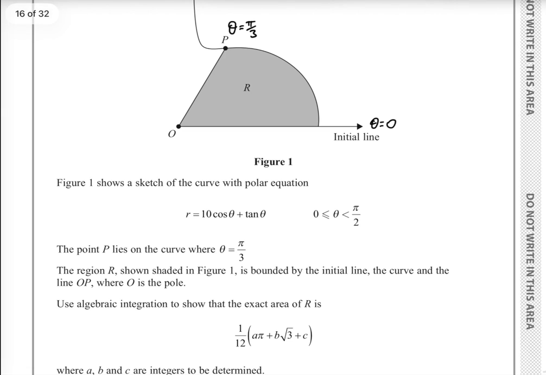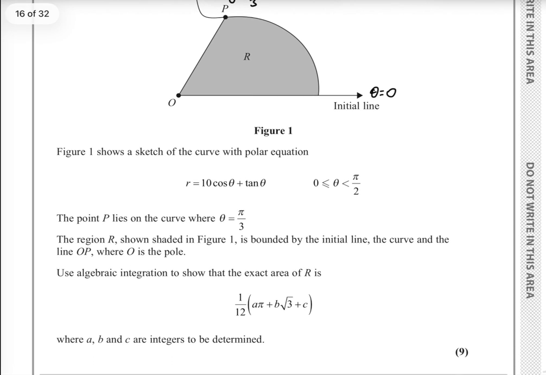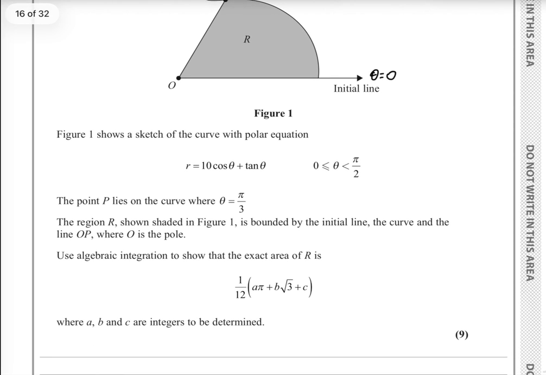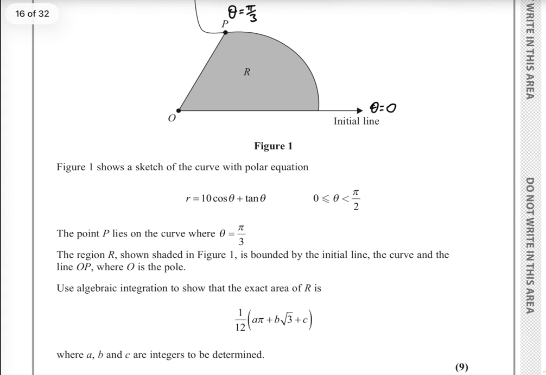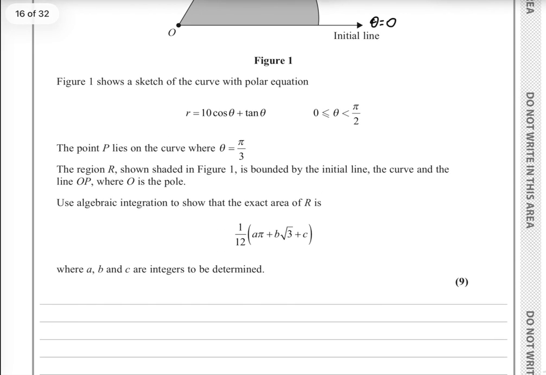The region R shown shaded is bounded by the initial line of the curve, line OP, where O is the pole, so we're going from 0 to pi by 3 for this curve. Use algebraic integration to show that the exact area of R is that. Okay, we're jumping straight in with the big question, no lead in here. Here's the information, find the area. So we're using a half R squared d theta from 0 to pi by 3. This is a 9-mark question, presumably because R is a little bit more complicated when you square it.